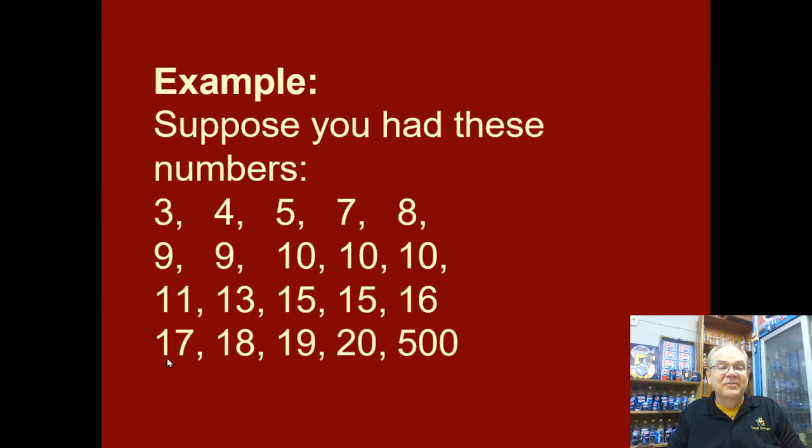Here's a bunch of numbers, and you can see that most of them are relatively small: 3, 4, 5, 7, 8, etc. But we also have a 500 in there that I think most of you would agree is way bigger than every other number in this data. That 500 is very definitely an outlier. It's way too big.